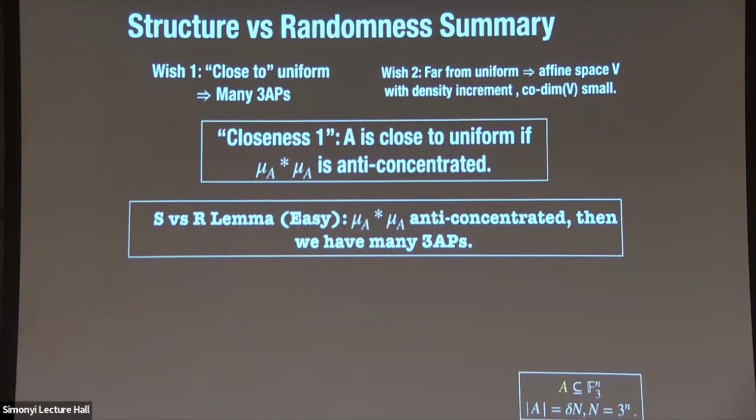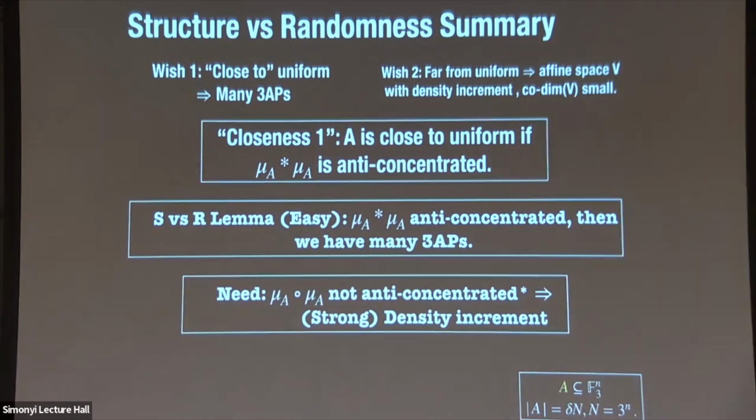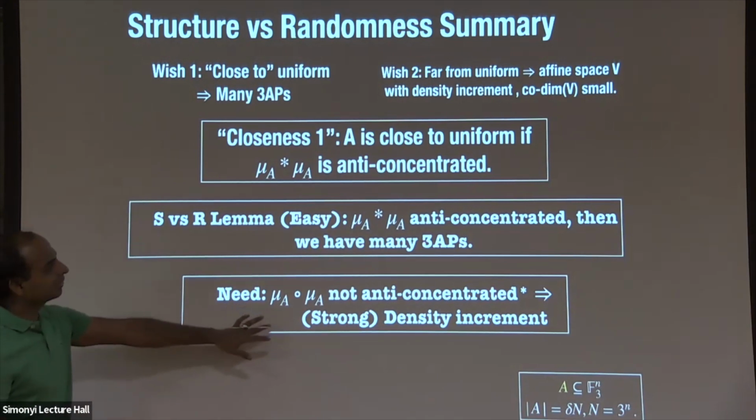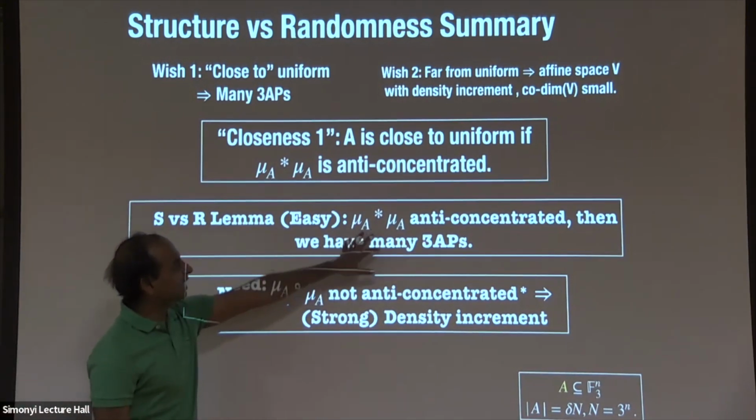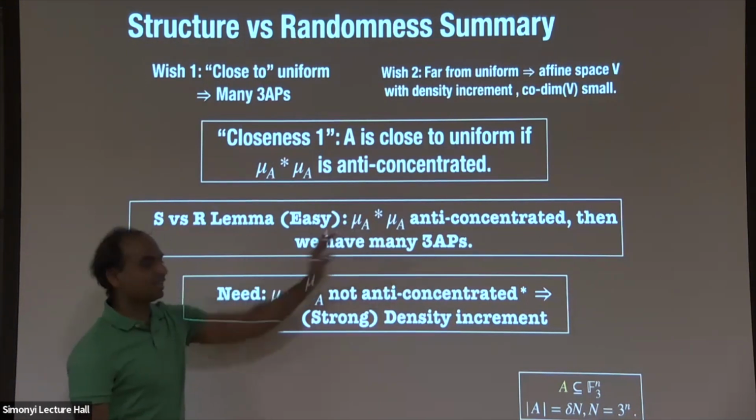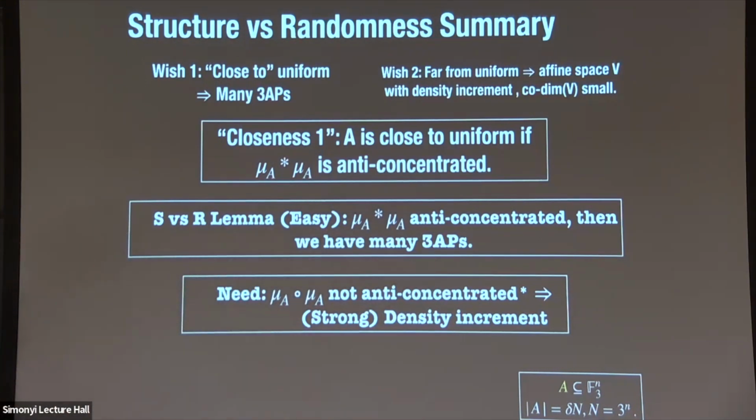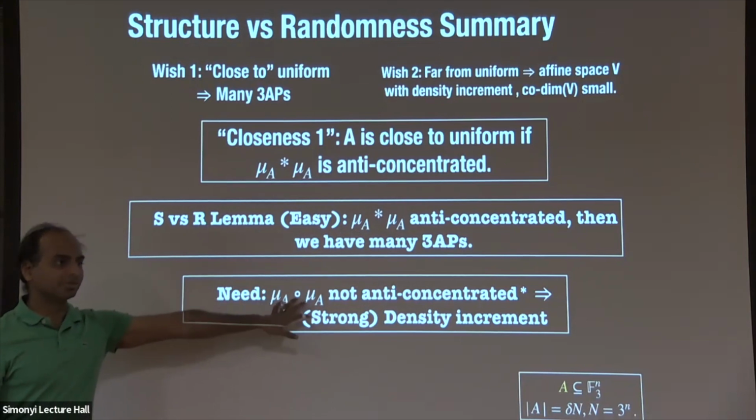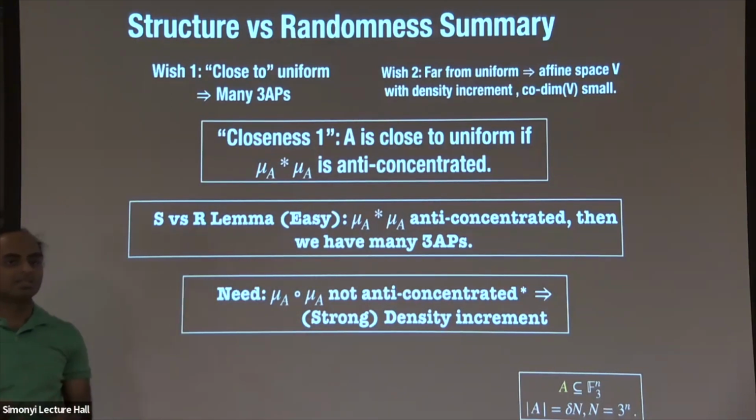Next, we have to do the harder part, which is to argue that if you don't satisfy this notion of closeness, meaning if you're not anti-concentrated, then you get density increment. So the right thing would be to say that if A convolved with itself is not anti-concentrated, then you get density increment. You can actually do a little bit of arithmetic to show that it suffices, and I'm cheating a little bit, but ignore that, to argue that if I take the difference convolution instead of the usual convolution, and the difference convolution is not anti-concentrated, then you get density increment.